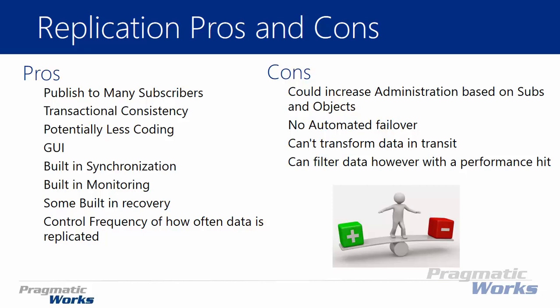There are other pieces of the stack that we won't be going over in the high availability modules, such as Service Broker, that would allow you to transform that data while it was in transit. However, in our case, you can't do that here. You can, however, filter data, but there is a performance hit when doing that.